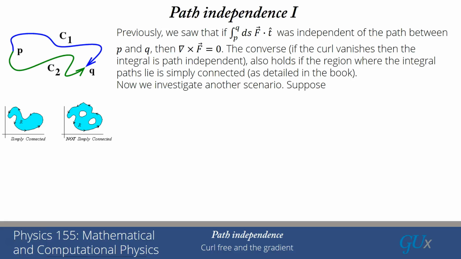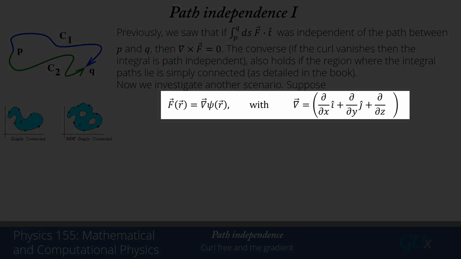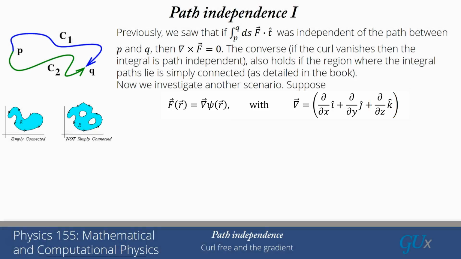Okay, so we're going to start from a slightly different scenario. We're going to look at vector fields that are the gradients of scalar functions, and so we're introducing a new operator called the gradient, which is d by dx times the unit vector in the x direction, plus d by dy times the unit vector in the y direction, plus d by dz times the unit vector in the k direction, or the z direction. What that tells us is that the components of the vector field are effectively derivatives of a scalar function. So the derivative in the x direction leads to the component in the x direction, and so forth.